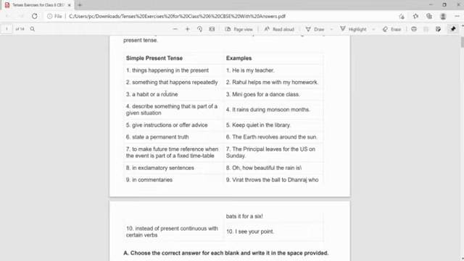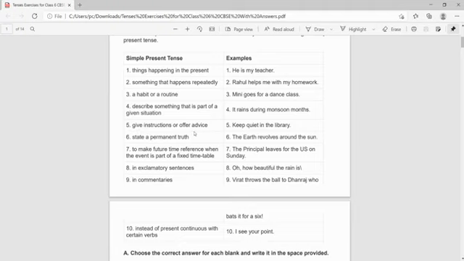A habit or a routine. Minnie goes for a dance class. I go to madrasa every day. It is your daily routine. Clear? So, such types of daily routines you can address in simple present tense.